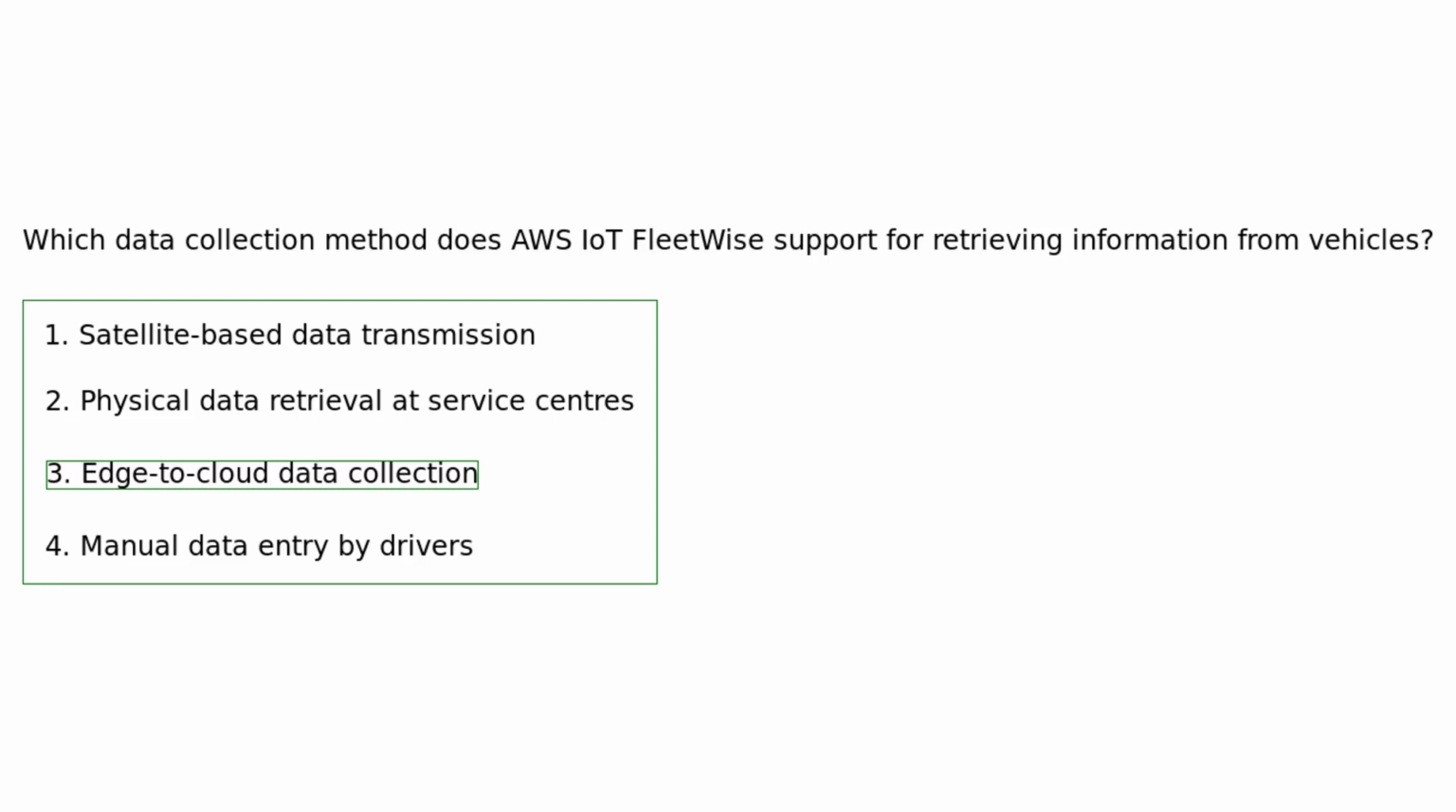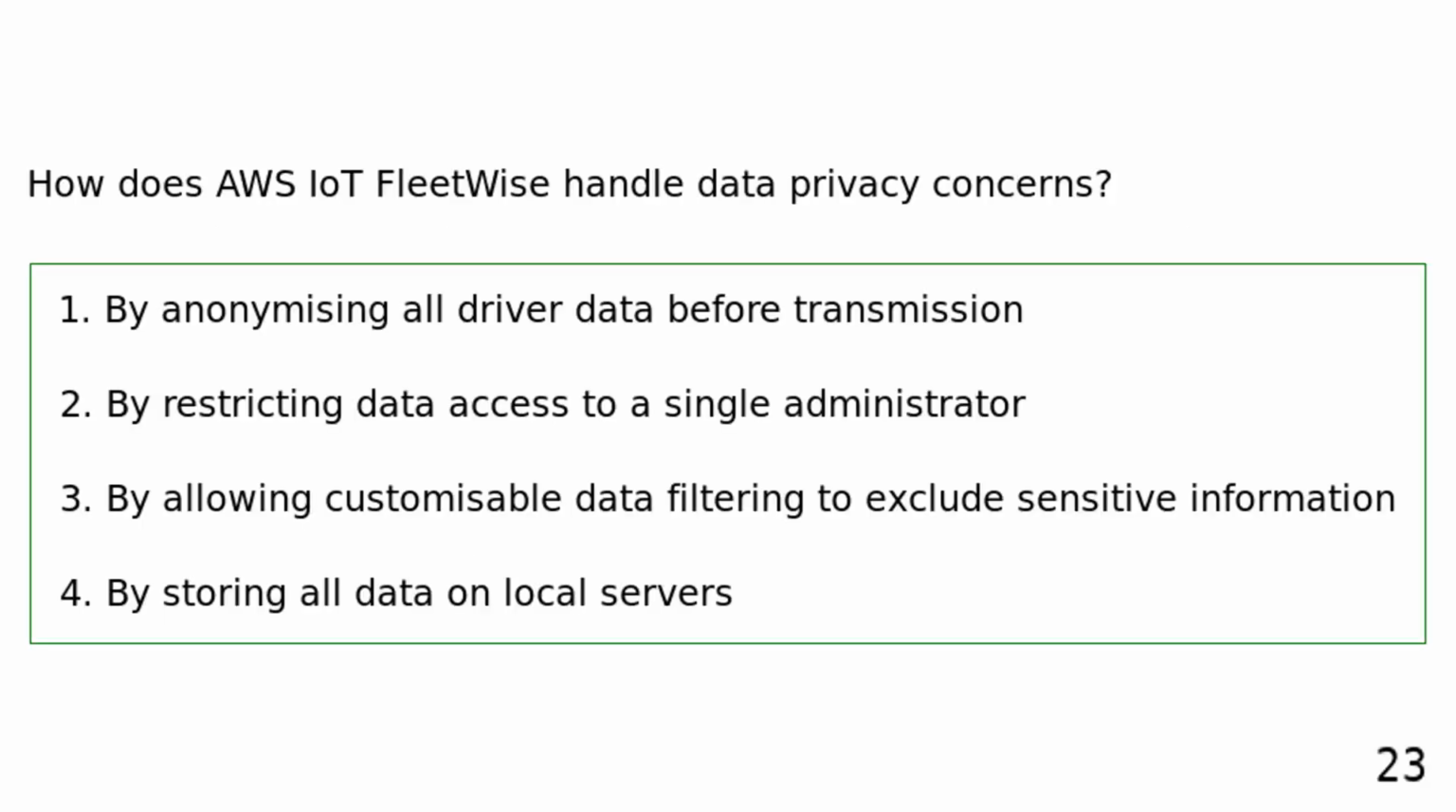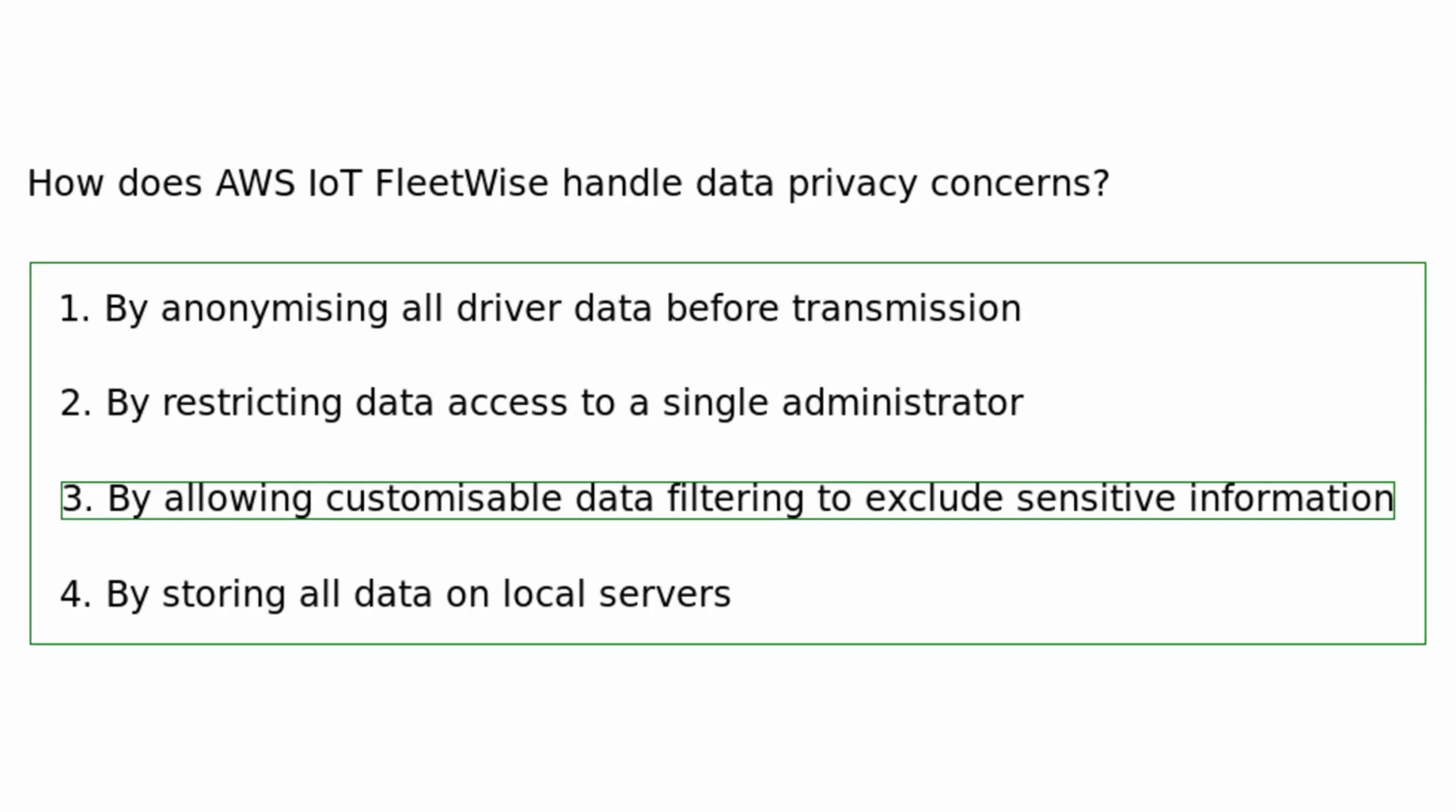How does AWS IoT FleetWise handle data privacy concerns? By anonymizing all driver data before transmission. By restricting data access to a single administrator. By allowing customizable data filtering to exclude sensitive information. By storing all data on local servers. AWS IoT FleetWise addresses data privacy concerns by enabling customizable data filtering, which allows users to exclude sensitive information before it is transmitted to the cloud.